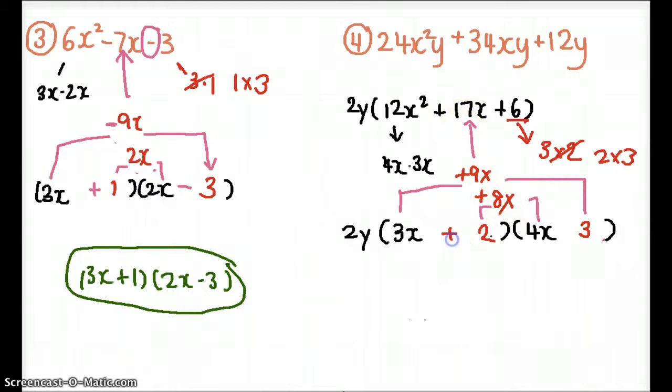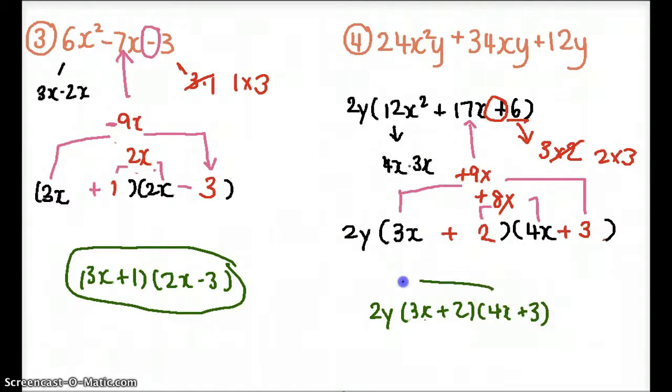So I'm going to write plus here and plus here. And that's okay because the plus is here, so positive 2 times positive 3 also equals positive 6, so that works out too. So then the answer we get is 2y, 3x plus 2, 4x plus 3. Okay.